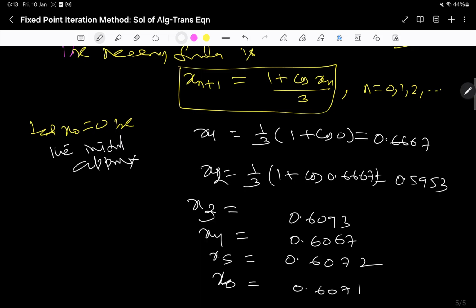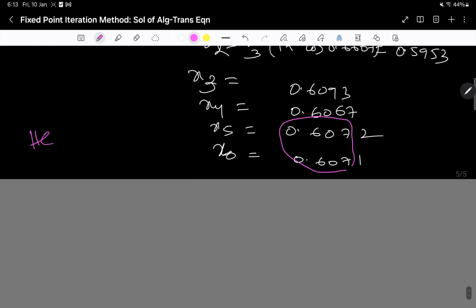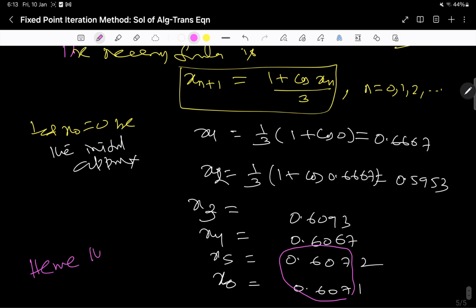So up to third digit accuracy, it is the same. Hence the root up to 3 decimal places is 0.607. Okay, so this is the answer.